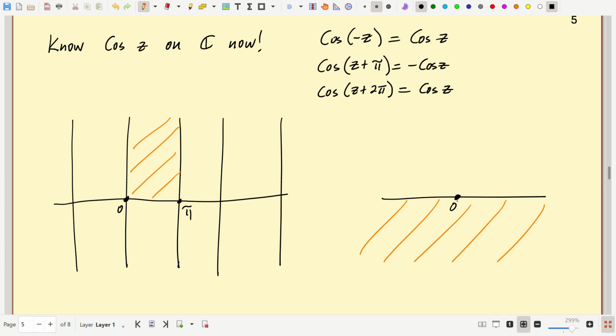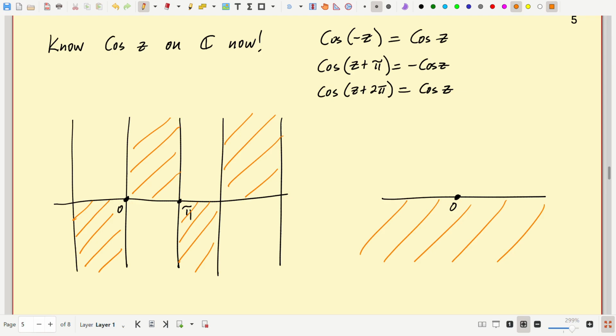Okay, that one gets mapped 1-to-1 onto. And cosine of minus z is equal to cosine z, so this one is also going to map 1-to-1 onto that spot. And cosine is 2 pi periodic, so if I take those and skip one, that's 2 pi periodic. So those get mapped to the same one.